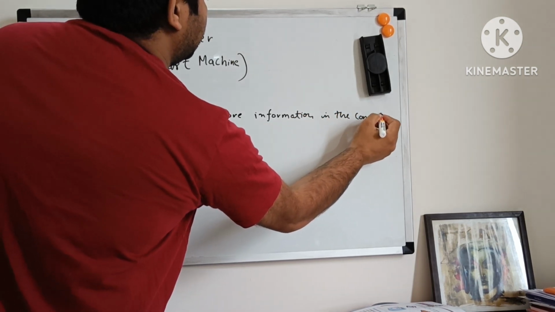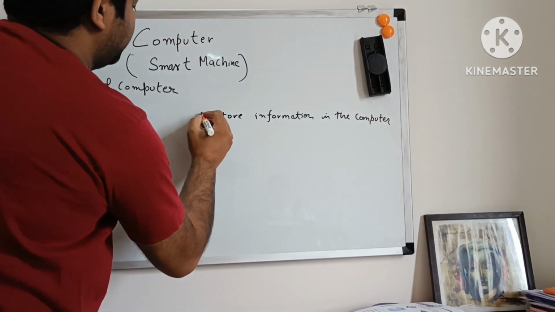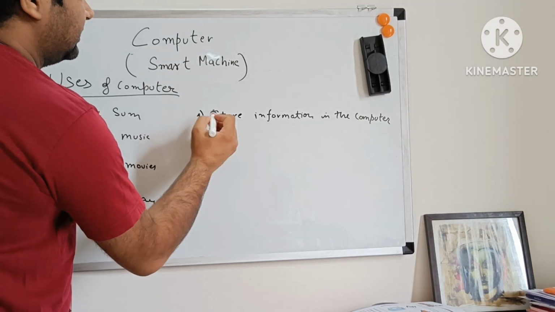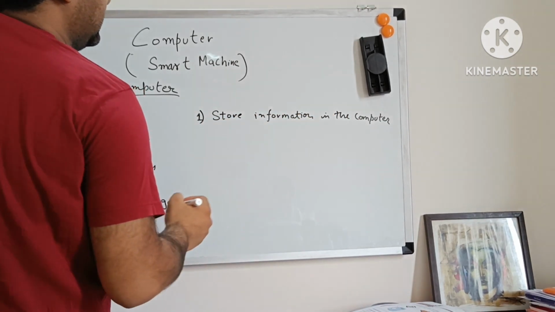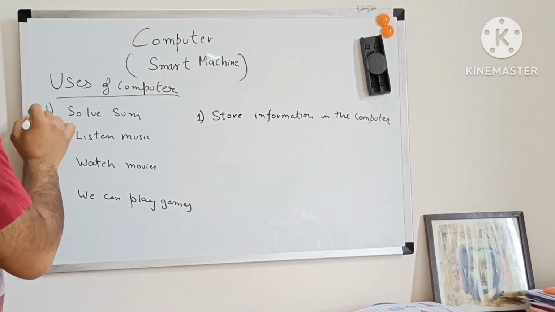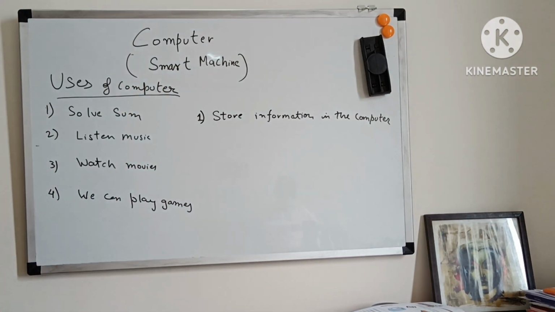So, can you write all these things? Uses of computer. First point should be like this: it stores information. First should be this, then this, then this. Okay. Write down uses of computer.